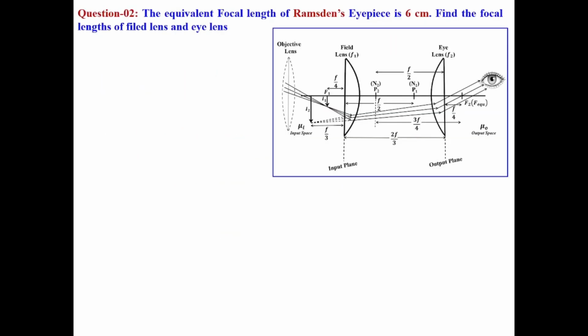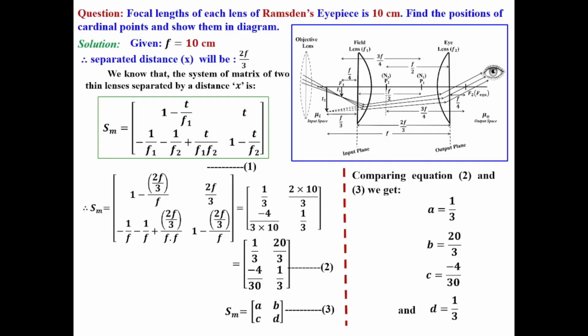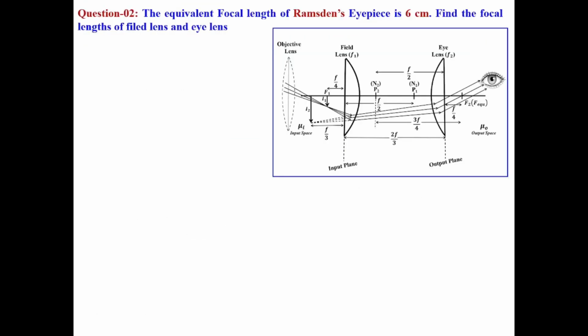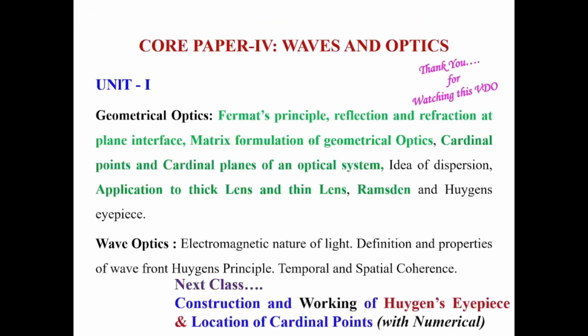So here we completed the construction, working, and location of cardinal points of the Ramsden eyepiece, and based upon that we discussed one numerical which is most important from your exam point of view. Here we completed this topic. In our next class we are going to discuss construction and working of the Huygens eyepiece and location of its cardinal points with important numerical.